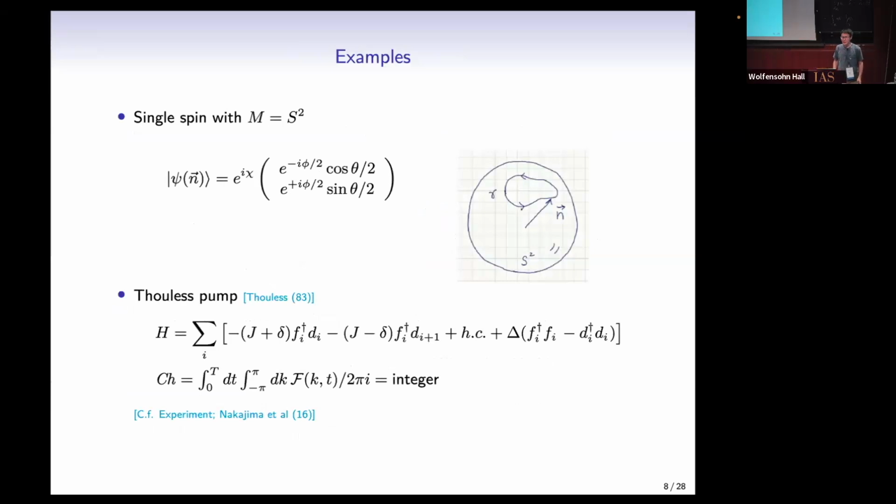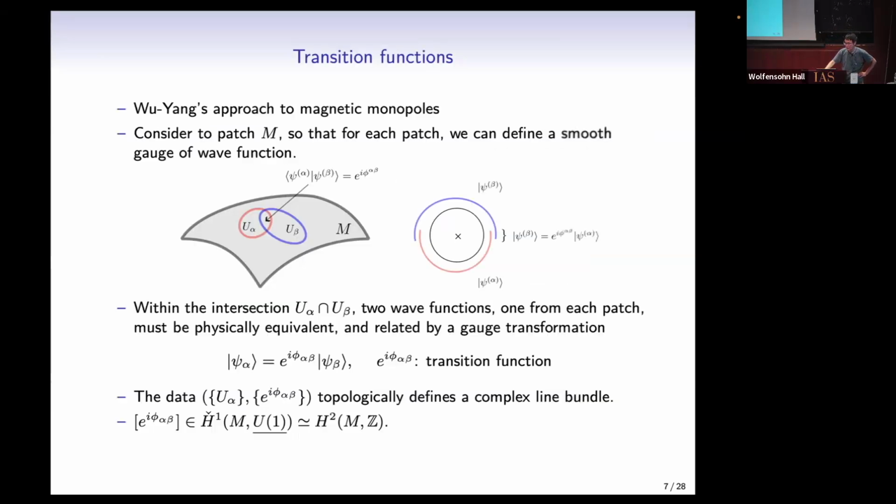And here are some examples. So like I perhaps mentioned in the very beginning, the simplest example could be a question, yes? The previous example, you talked about the winding number as being equal to the Chern number. If U alpha intersect U beta is simply connected, how would you define the winding number?